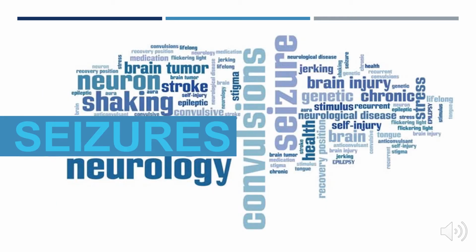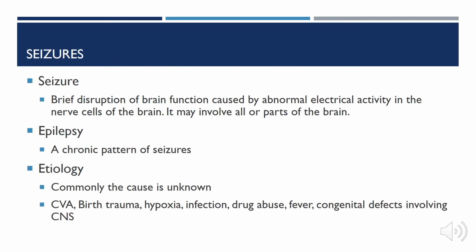So now we're going to look at seizures. A seizure is a brief disruption of brain function caused by abnormal electrical activity in the nerve cells of the brain. It may involve all or just parts of the brain. Epilepsy is a chronic pattern of seizures.